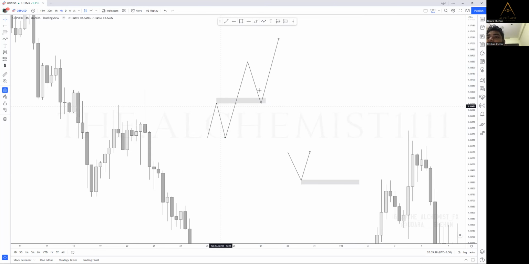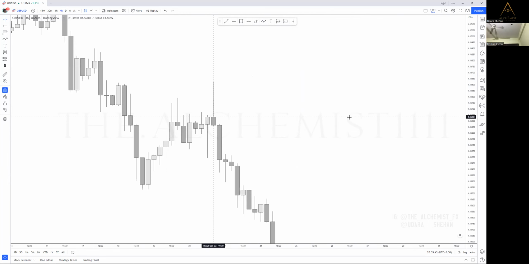Okay, so simply a formation like this, we can call it a resistance, a support, or else a rejection block, whatever you prefer. But as long as you understand the logic behind it, that's enough. It doesn't matter what name you call it. Something like this is what we call a resistance.